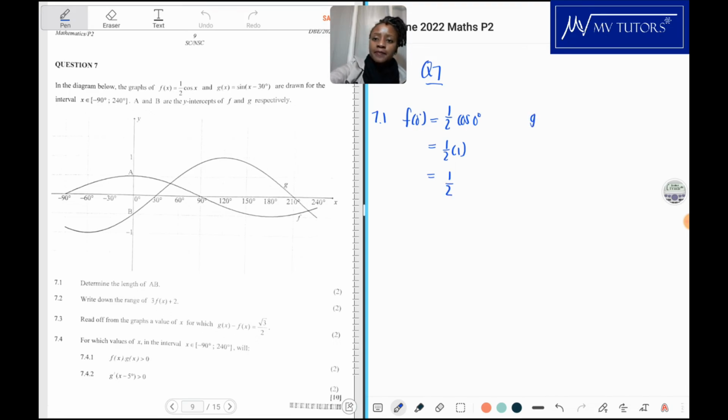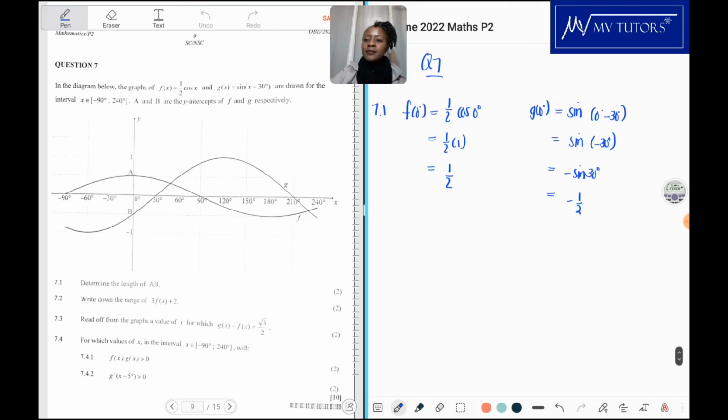With g, substituting 0 degrees there, I would have sine of 0 degrees minus 30 degrees, and we have a negative angle. What do we do with negative angles for sine? We basically take the negative out. Remember, negative angles for cos are just equal to the positive angle, but with sine and tan, you're going to get negative values. So that's negative sine 30, and we know that sine 30 is a half, so it's basically negative a half.